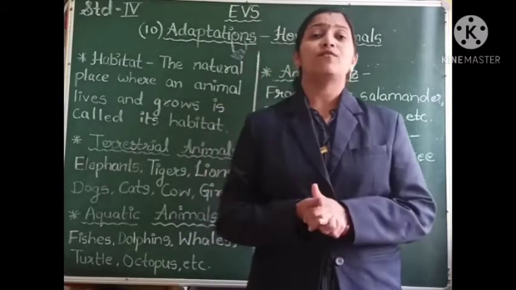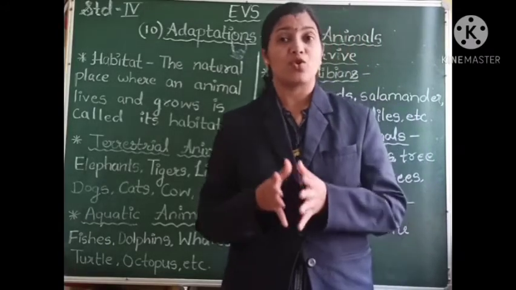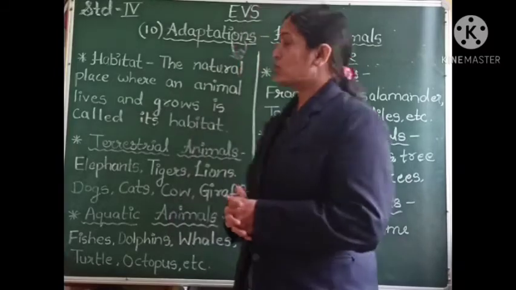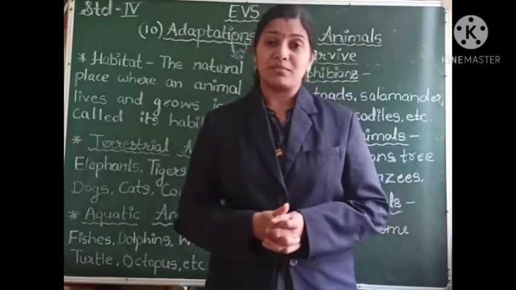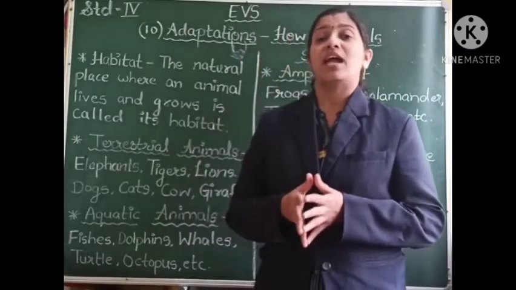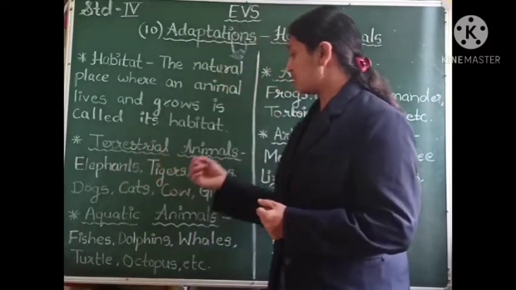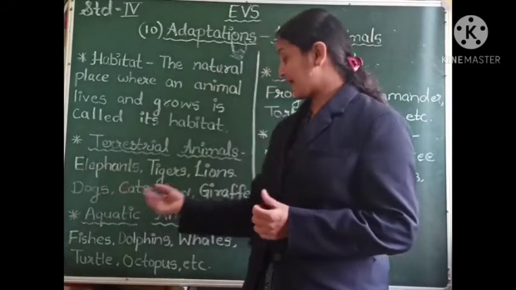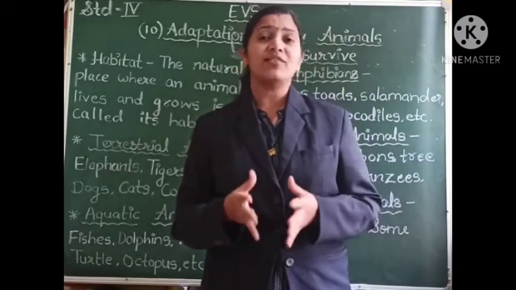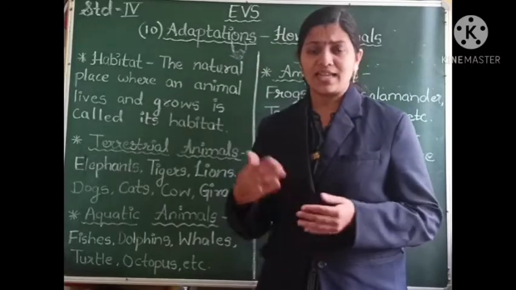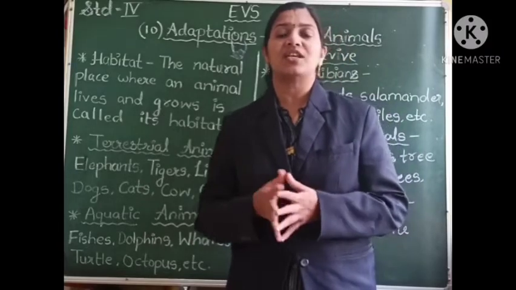So in this topic, first we are going to learn about the groups of animals on the basis of places, on the basis of their habitat. The first group is terrestrial animals. Terrestrial animals are the animals that live and grow on the land. For example, elephants, tigers, lions, dogs, cats, cows, giraffes, zebras. All these animals live and grow on the land itself, and there are many other animals also. So these animals are called terrestrial animals.